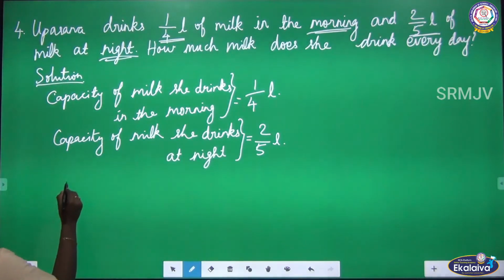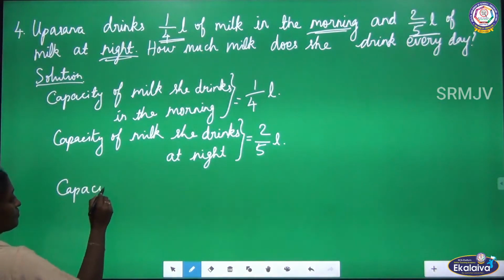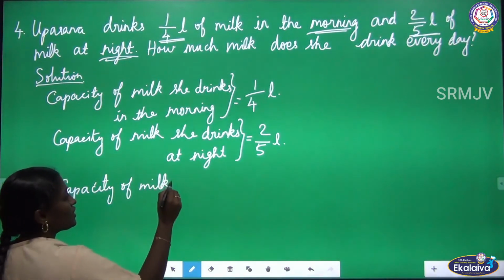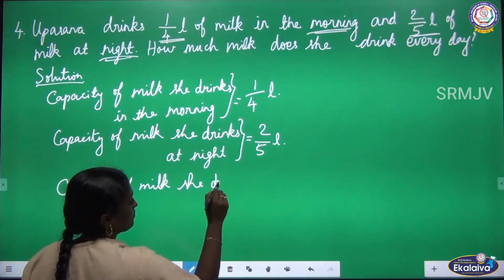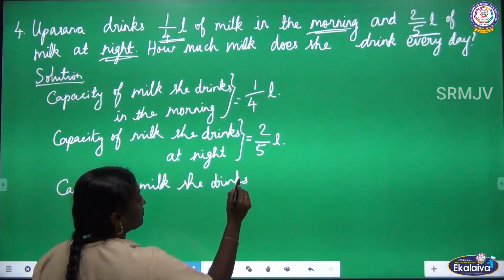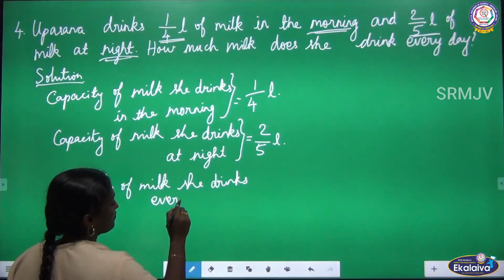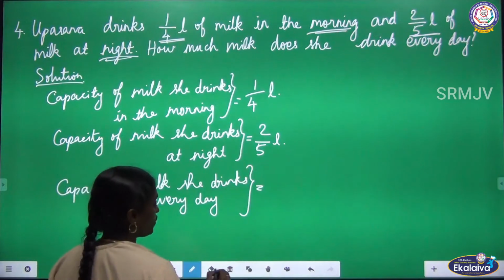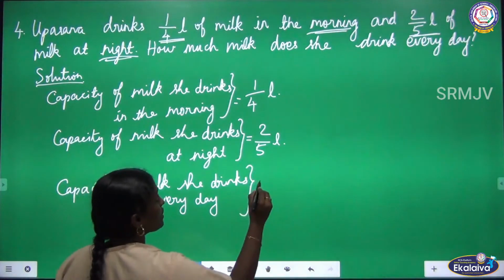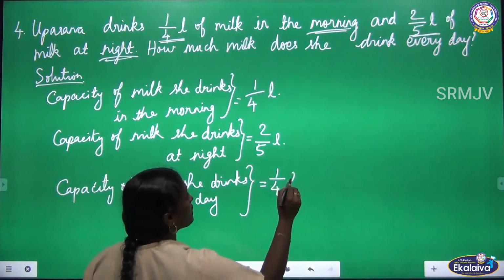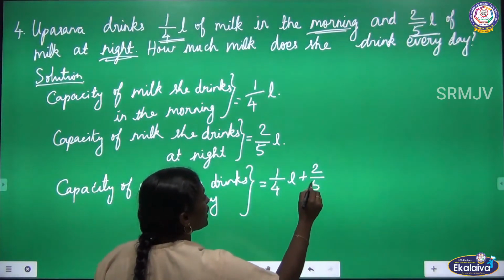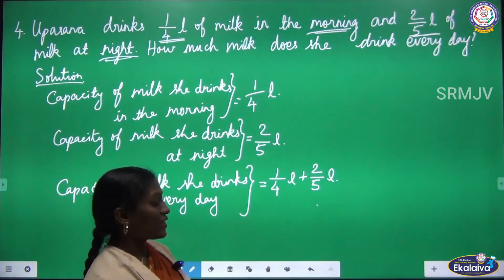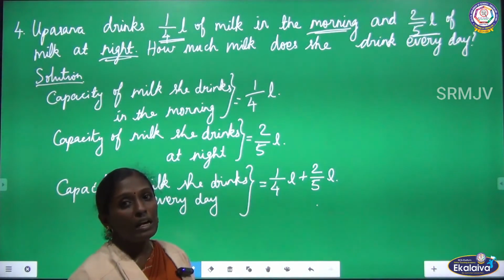Now we are going to find the capacity of milk she drinks every day. For that we have to add these two. Okay, 1 by 4 liter plus 2 by 5 liter. See here, these two fractions are unlike fractions. So we have to convert it into like fractions first.